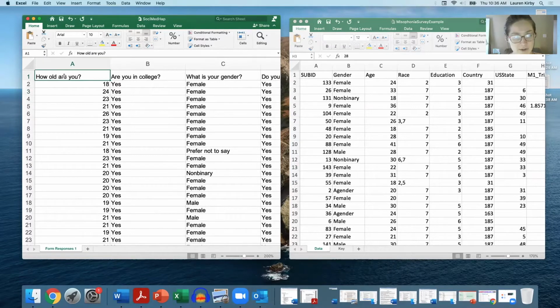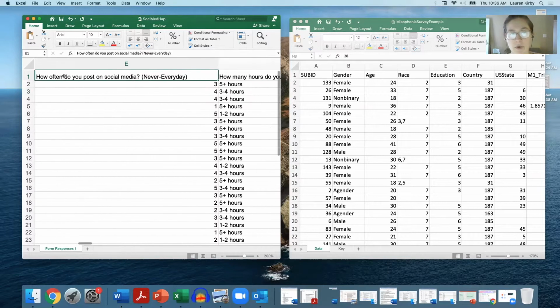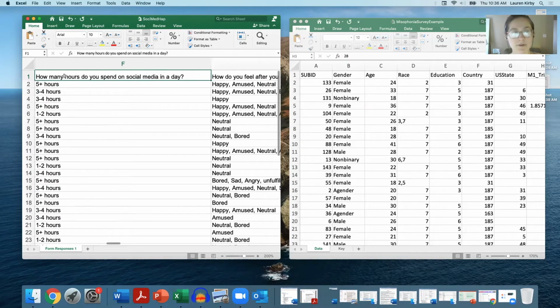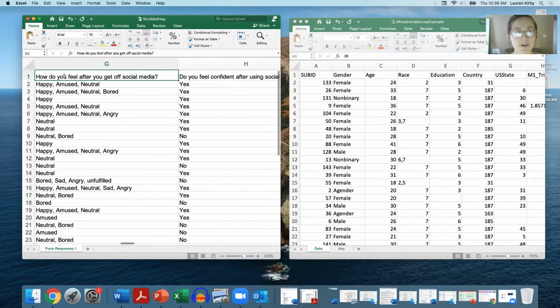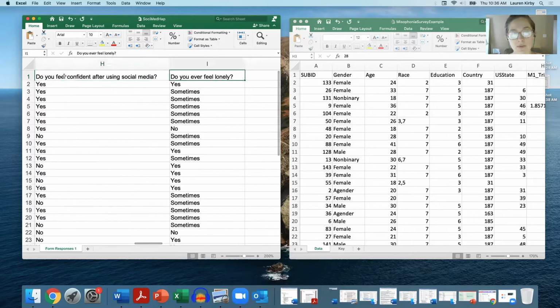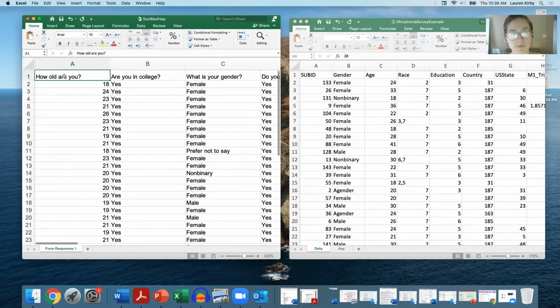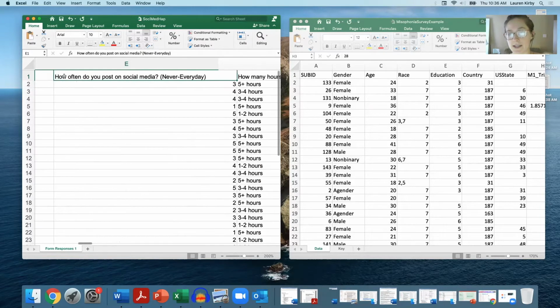And it's got all these questions about age, education level, gender, whether people have social media, how often they post on social media, how much time they spend on there, how they feel afterwards, and whether they feel lonely or whether they feel confident. So I will be referring in my examples that I've written out to some of the variables in this data set.